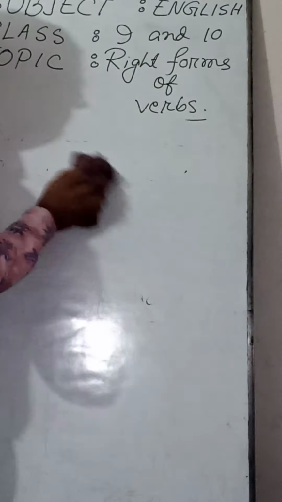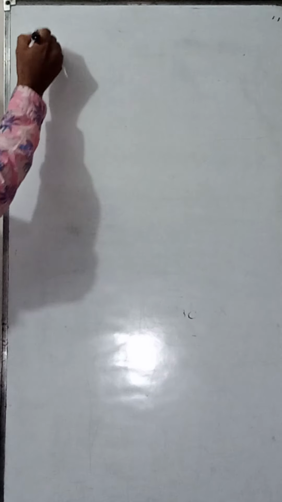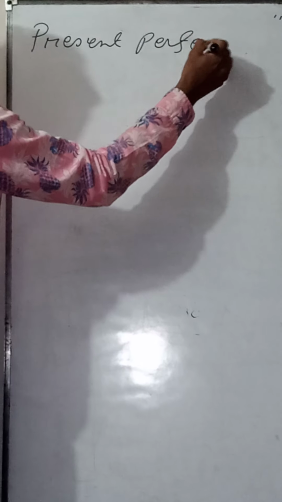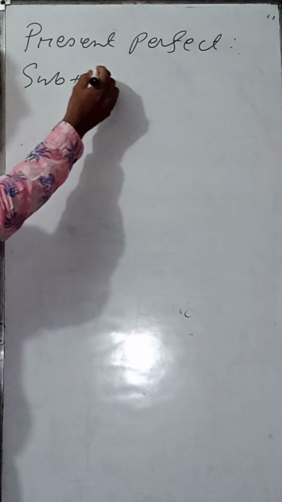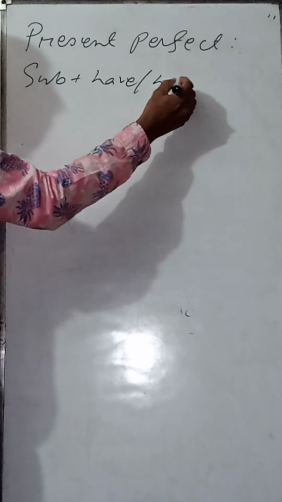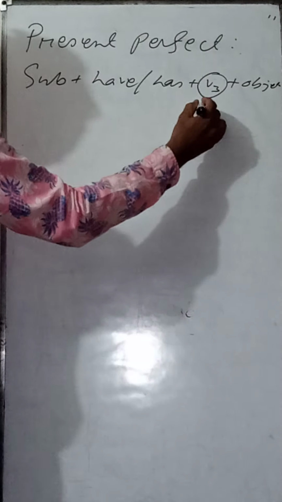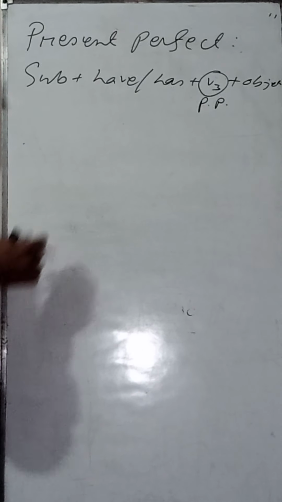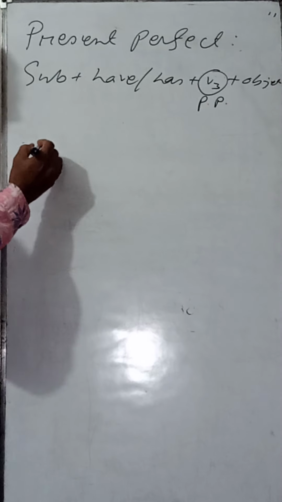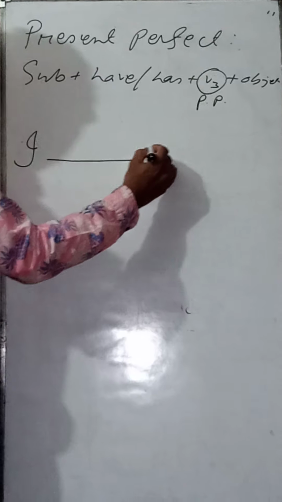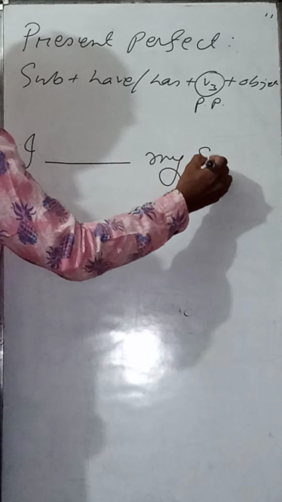Now I am going to rule number 3, present perfect tense. What is the structure of present perfect? Subject plus have or has plus V3 plus object. V3 means the past participle of the main verb. You see, I dash my study.